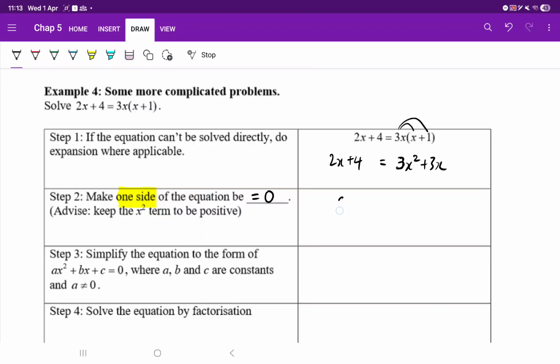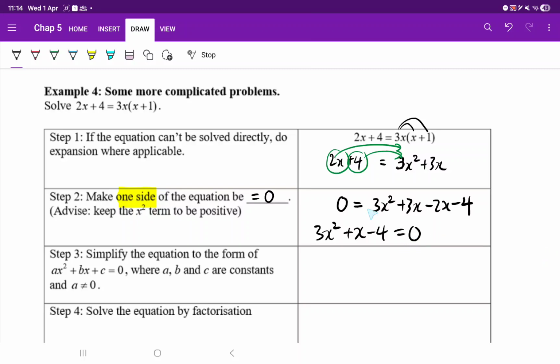If you do that, then you will have 0 on the left, 3x squared plus 3x minus the 2x minus the 4. Because we are bringing this term and this term over to the right hand side. So that's how I got 0. But before you move on, to make it more palatable for yourself, why not swap the order? If the left hand side is equal to the right hand side, then I can swap them around. Right hand side equal left hand side, not an issue. So you can rewrite them as 3x squared plus x minus 4 equal to 0. Either way, they are equal to 0.